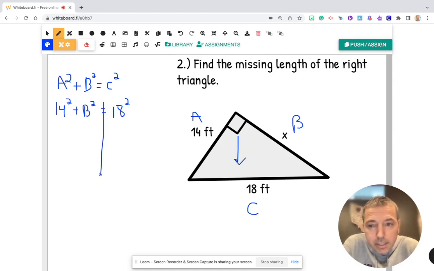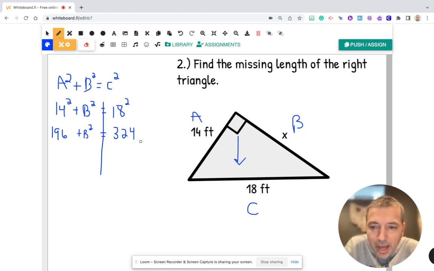I'm going to do my squares first. So 14 times 14 is 196. I still don't know B squared. And 18 times 18 is 324. So last time when we knew A and B, we added them together. But you'll notice this time we have a 196 on the left side and we have a 324 on the right side. We got to get B by itself. We want to solve for B.